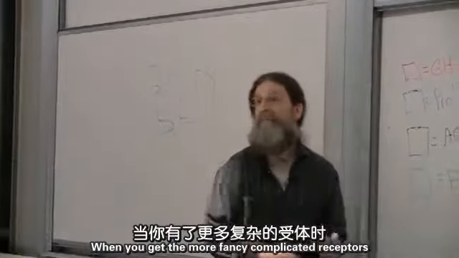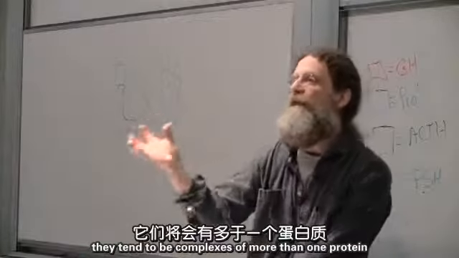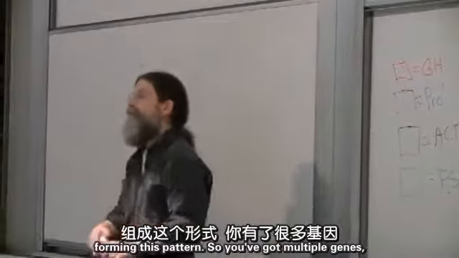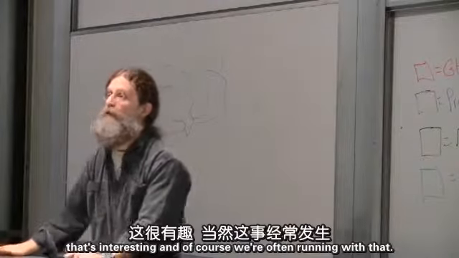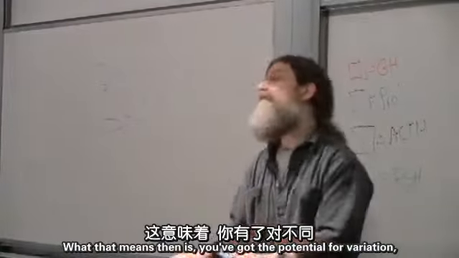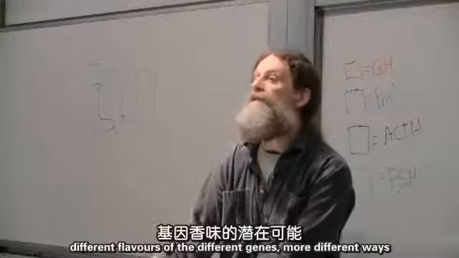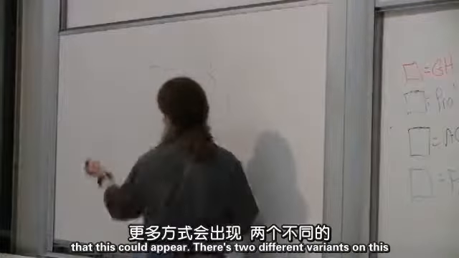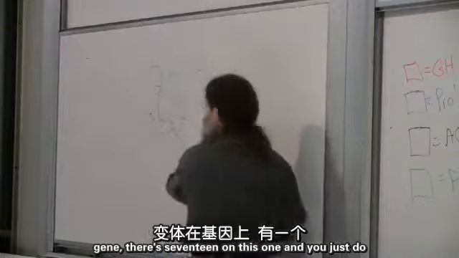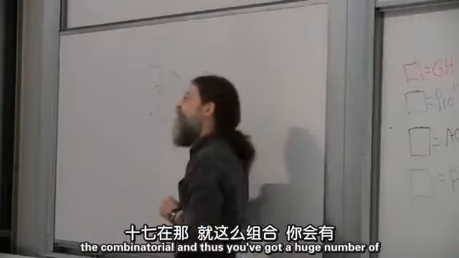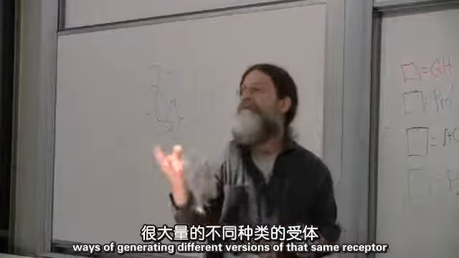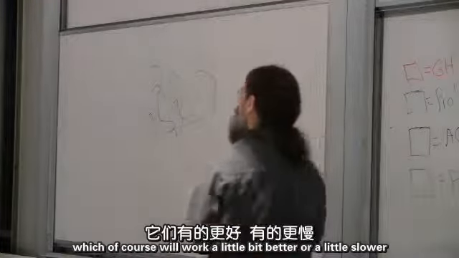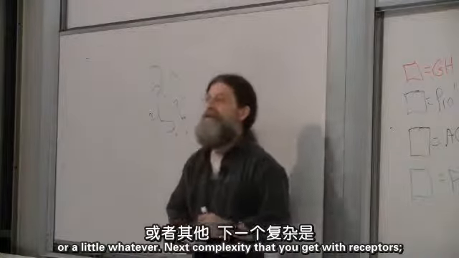When you get the more fancy, complicated receptors, they tend to be complexes of more than one protein forming this pattern. So you've got multiple genes. That's interesting, and of course, we're off and running with that. What that means is you've got the potential for variation, different flavors of the different genes, more different ways that this could appear. There's two different variants on this gene, there's 17 on this one, and you just do the combinatorial stuff, and thus you've got a huge number of ways of generating different versions of that same receptor, which will work a little bit better, or a little slower, or a little whatever, variation like that.